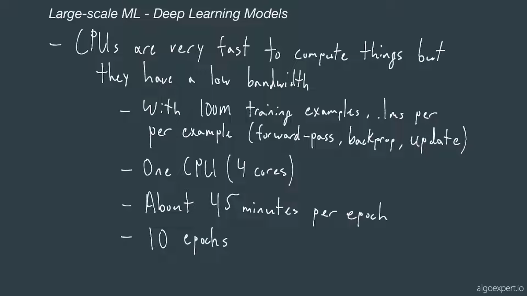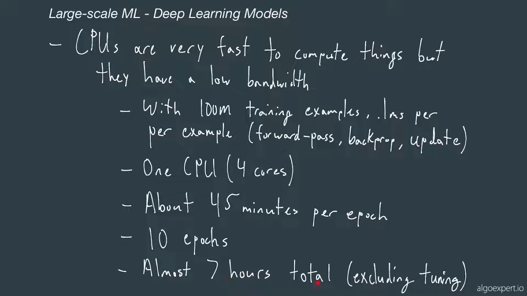Let's say that we wanted to train on 10 epochs, that would take almost 7 hours total just to train a model. That wouldn't even include hyperparameter tuning, which could increase this time by 10 times. So again, CPUs are pretty fast in terms of how fast they can calculate something. It's just that their low bandwidth or low throughput doesn't quite support 100 million examples.